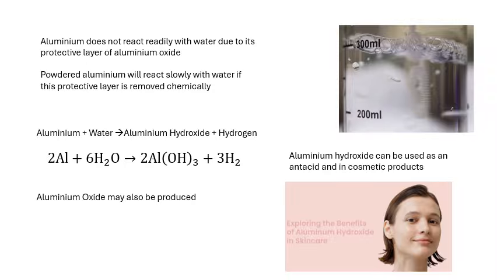Aluminium doesn't react readily with water because of this protective layer that we were talking about. What you can do is you react it with a chemical which removes the protective layer, and then the aluminium will react with the water. Okay, and there's an equation which would be a pig of an equation to balance, I think. In the reaction, you may actually also get aluminium oxide produced. Aluminium hydroxide can be used as an antacid and in cosmetic products. Okay, it's supposedly good for your skin.